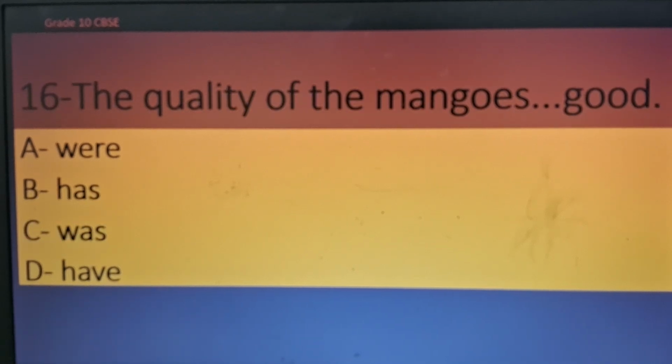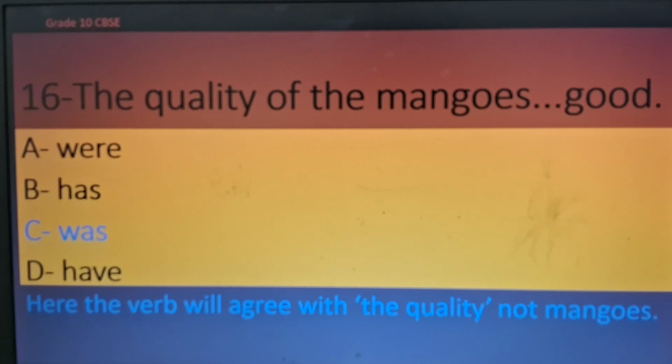Question 16. The quality of the mangoes dash good. Option A, were. Option B, has. Option C, was. And option D, have. What is the answer, children? The quality of the mangoes. What is the answer? Yes, the answer is was, because here also we should speak about the quality. The verb should agree with the quality and not the mangoes. So a singular verb should be used.